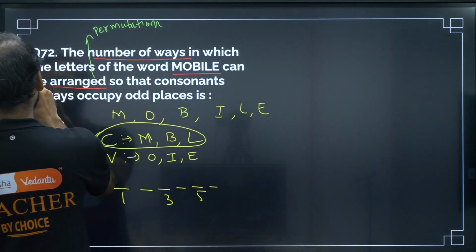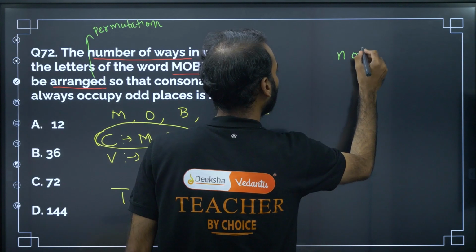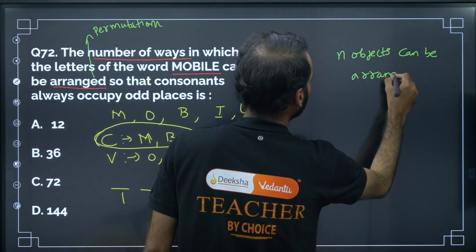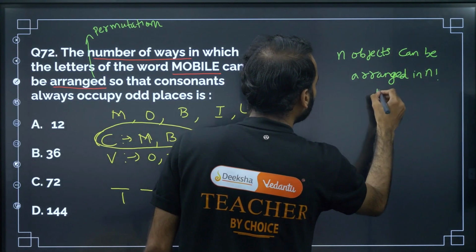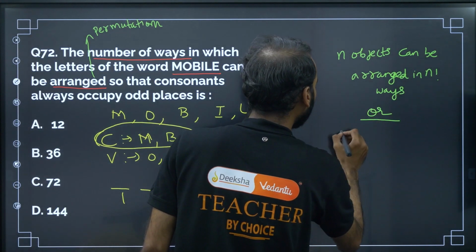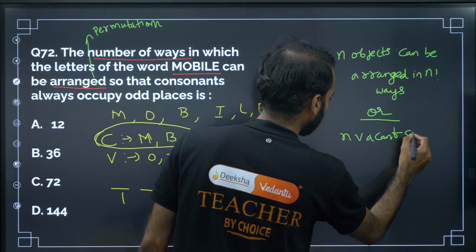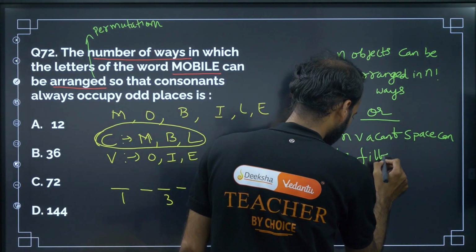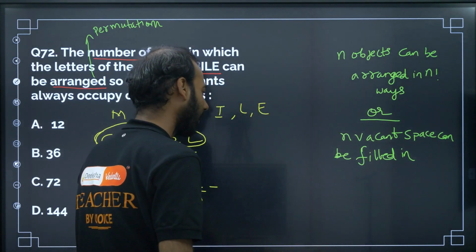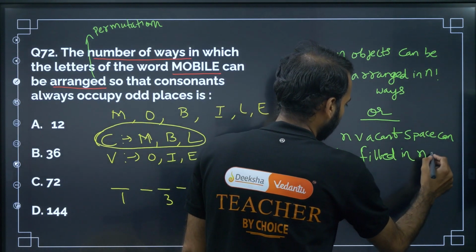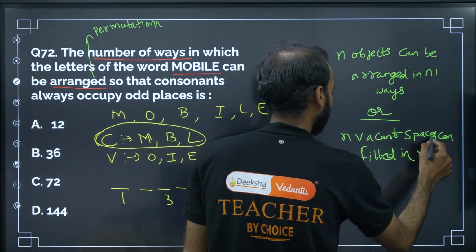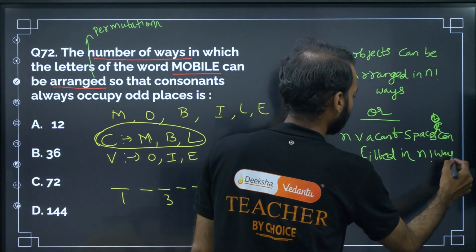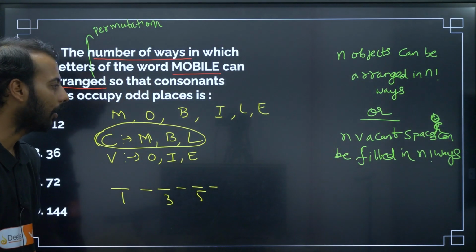So n objects can be arranged in n factorial ways, or n vacant spaces can be filled in n factorial ways.